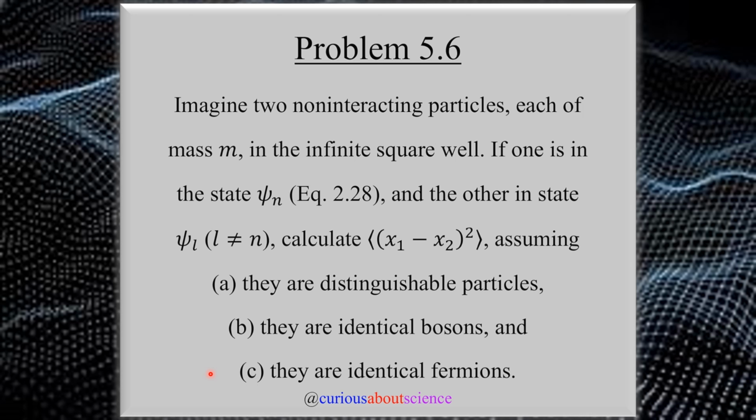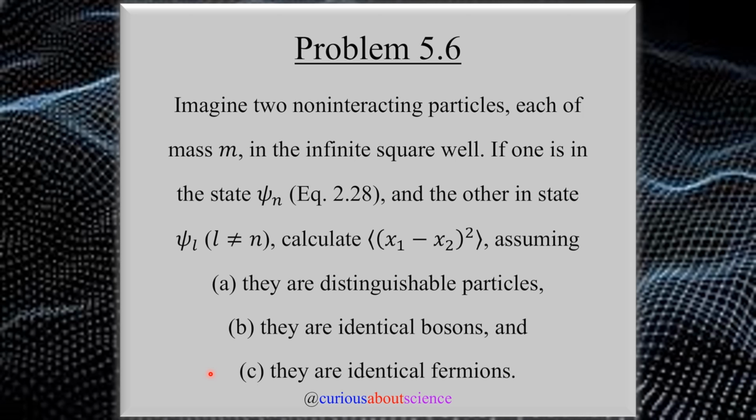This time, we're aiming to determine the expectation values of the separation distance between various interaction types. Here, the problem states that we wish to imagine two non-interacting particles, each of mass m, in the infinite square well. If one is in state ψn, equation 2.28, which is not actually the solution equation, so I'll just go ahead and modify that in the PDF, and the other is in state ψl, where l is not equal to n. Remember, fermions cannot stay in the same state.